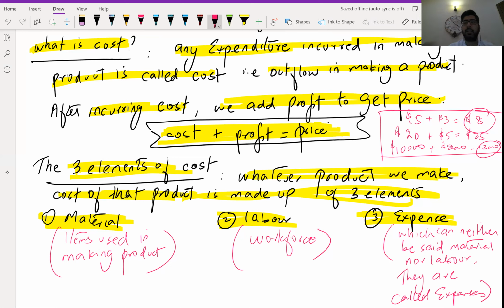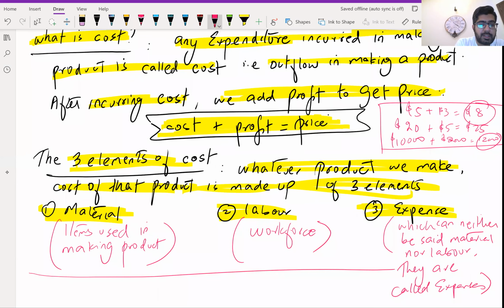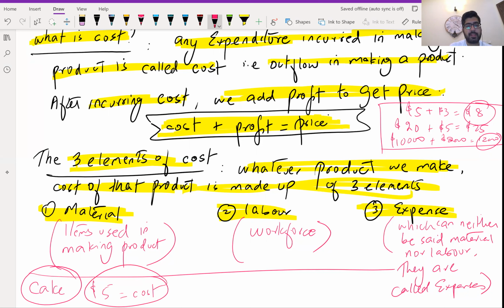Another example. Let's suppose a bakery owner is making cake. Obviously, when he's making cake, the cake will not be made for free. It will incur some money. That is cost. So let's suppose the cake was made for $5. Expenditure incurred in making cake, $5, is the cost. Now this $5 expenditure was incurred in making the cake, that's cost.